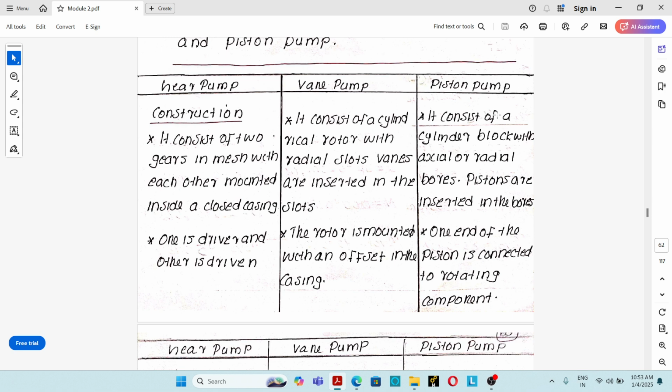Regarding the vane pump. The piston pump consists of a cylinder block with axial or radial bores. Pistons are inserted in the bores. One end of the piston is connected to a rotating component. So these points are all regarding the construction of the gear pump, vane pump and piston pump.